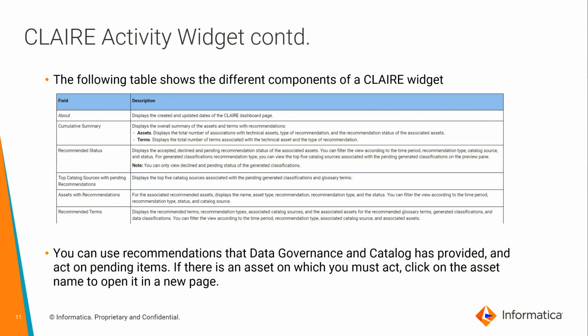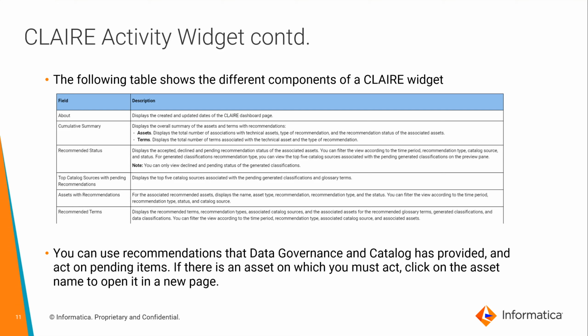Now, there are different components that are displayed in a Claire Activity Widget. They are About. The About section displays the created and updated dates of the Claire Dashboard widget. The Cumulative Summary displays the overall summary of the assets and terms with recommendations. Recommended Status shows the actual status of the associated pending recommendations. So it would be pending if the associated assets are pending, and accepted and declined are the other statuses.